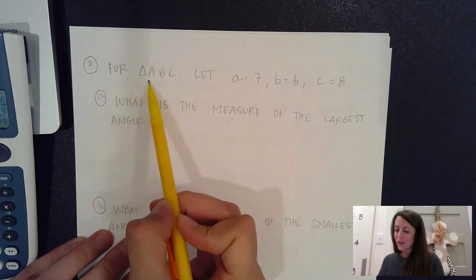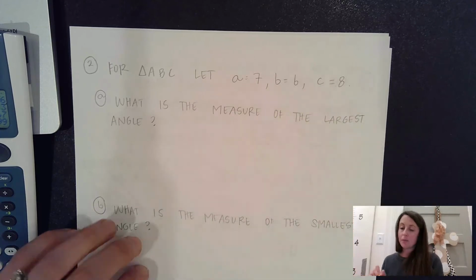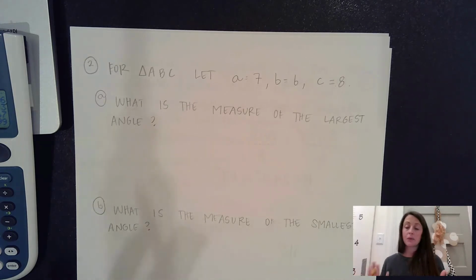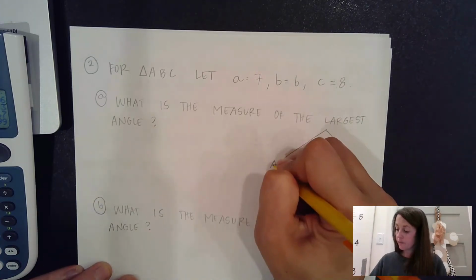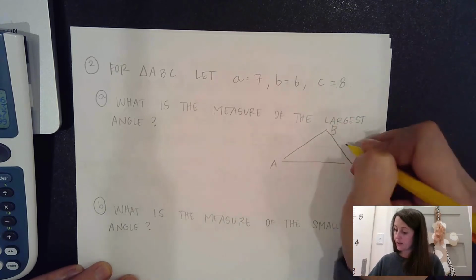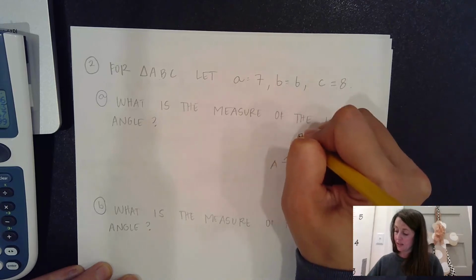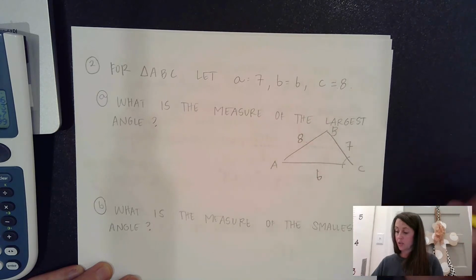So here, for triangle ABC, let side A be 7, side B be 6, side C be 8. What is the measure of the largest angle? So to find that, the largest angle is going to be across from the largest side. Smallest angle is going to be across from the smallest side. So if I had A, B, C here, so side A is going to be 7, side B is going to be 6, and side C is going to be 8. So my largest side is going to be 8, so my largest angle is going to be angle C.